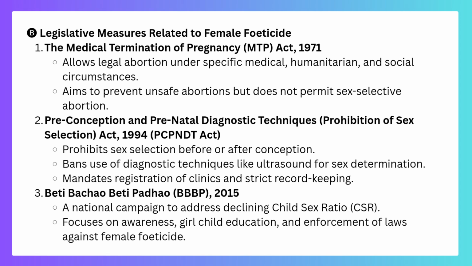Legislative measures related to female foeticide. The Medical Termination of Pregnancy, MTP, Act, 1971. Allows legal abortion under specific medical, humanitarian, and social circumstances. Aims to prevent unsafe abortions but does not permit sex-selective abortion.